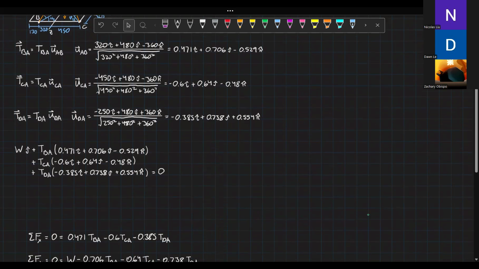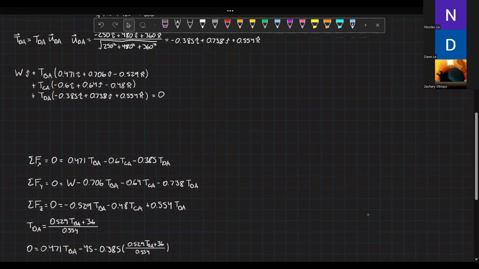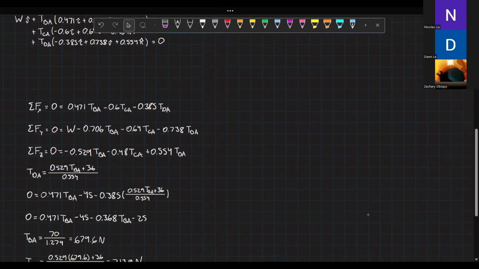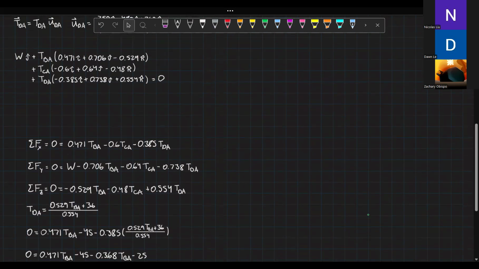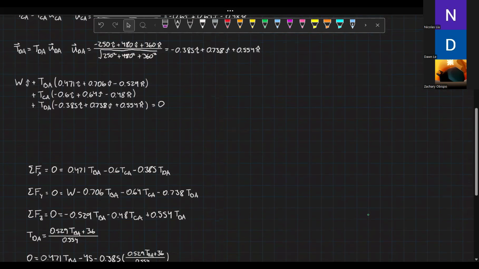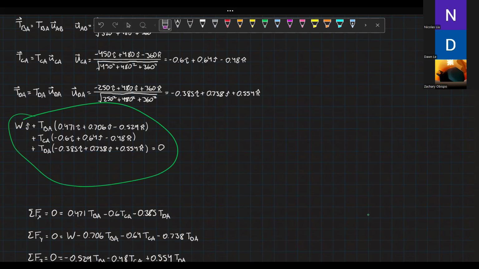And now you also have to consider the weight. Actually, no, scratch that. Now we can add all of these vectors into basically one equation in which all of the vectors equal zero, which is stated here. And we also have to include the weight, which is acting in only one direction, which is the j direction.